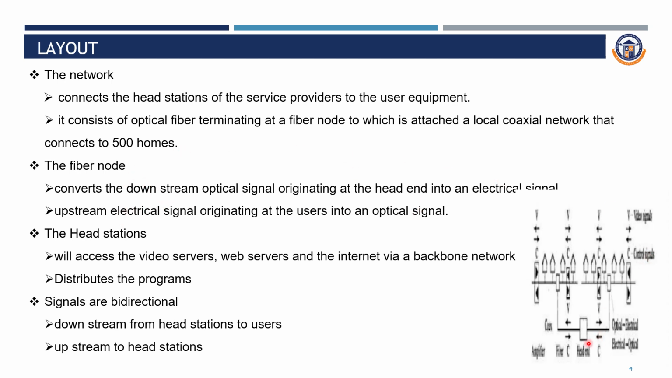The head station is used to access the video servers, and it is serving the internet via the backbone network. It is the main part which distributes the programs to all the locally connected channels. The signals are bidirectional. Downstream from the head station to the users is possible, and upstream to the head station is also possible. This is the general layout.